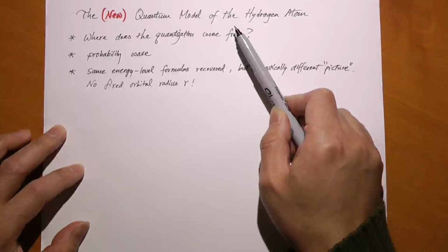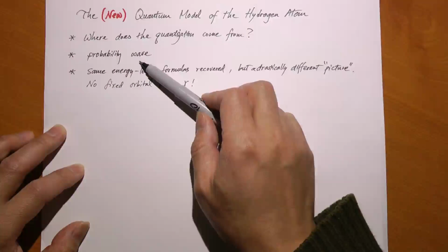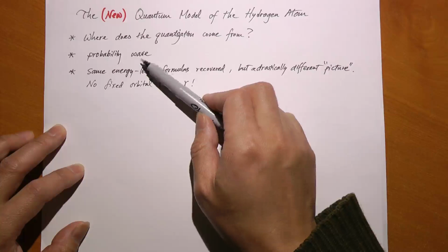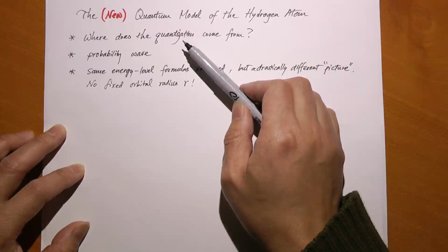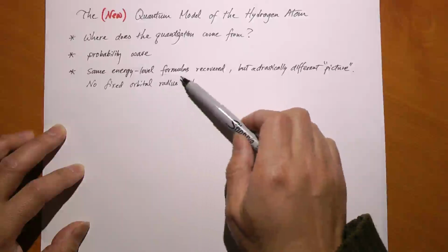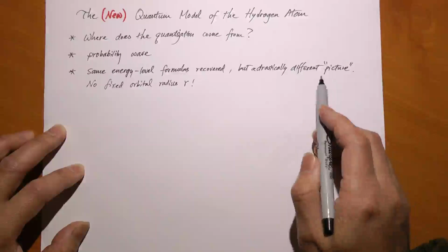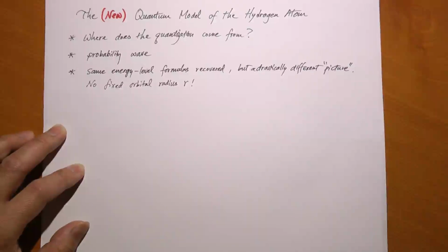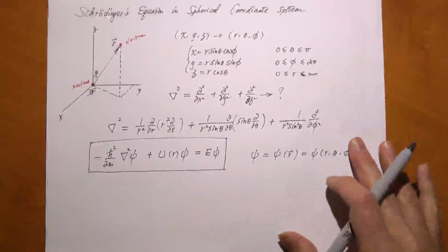So again, the origin of the quantization of angular momentum and energy will be addressed. And what we get as far as the picture of the electron moving inside the hydrogen atom is, instead of a well-defined orbital, what's called a probability wave, as we saw in the previous chapter. The electron will have a probability to be found in a certain region in space, but it does not have a fixed distance measured from the nucleus anymore. And we will get the same energy levels and quantization of angular momentum, but again, a very different picture, no fixed radius. So let's take a look at how we can solve the Schrodinger's equation for the hydrogen atom.